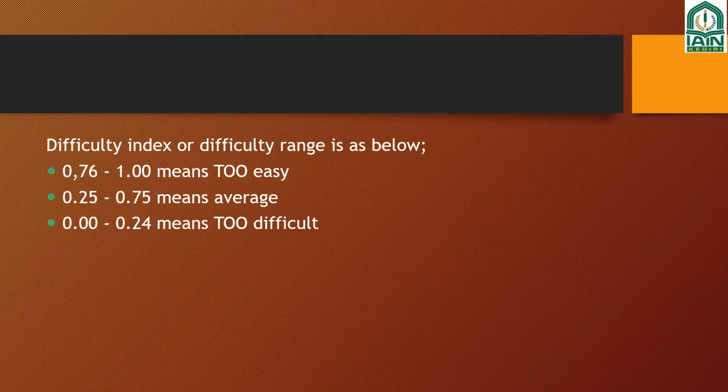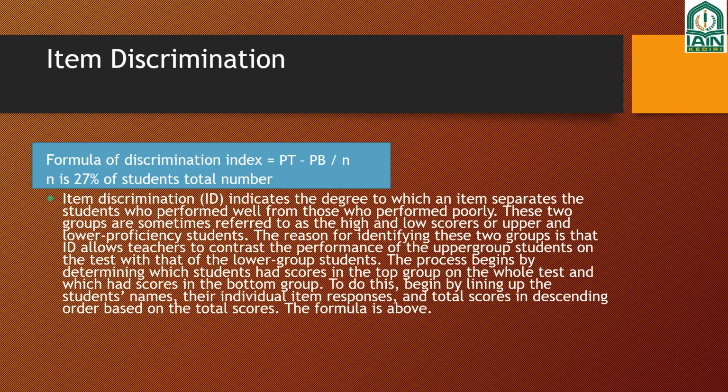Well everyone, this slide is talking about difficulty index or difficulty range. There are 3 ranges based on the language textbook and programs. The range 0.76 till 1.0 means too easy, 0.25 to 0.75 means average, 0 to 0.24 means too difficult. The next topic is about item discrimination.